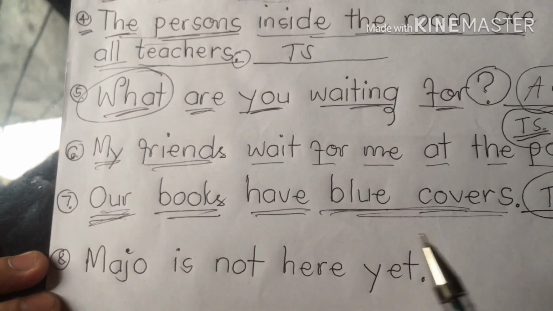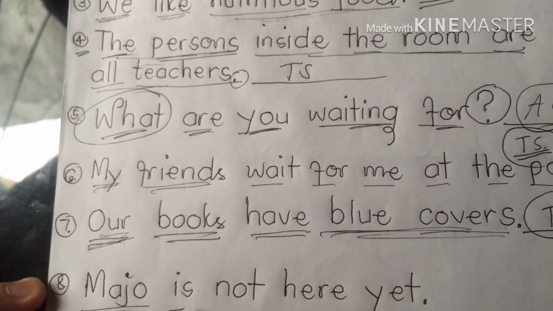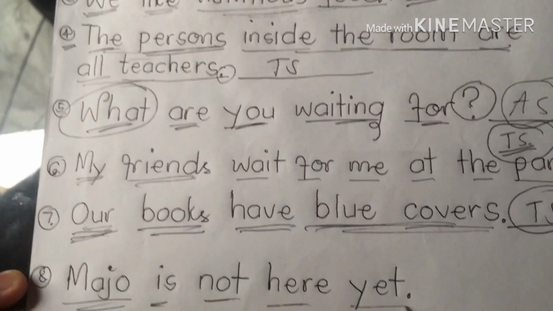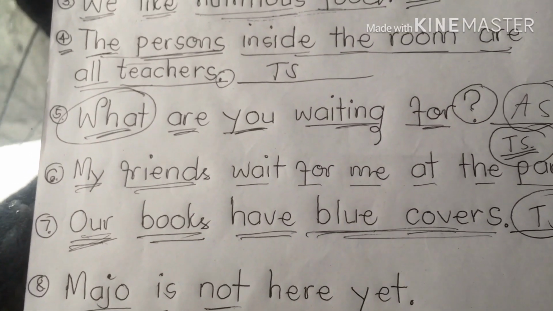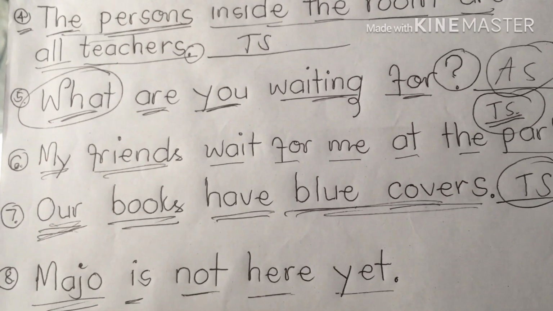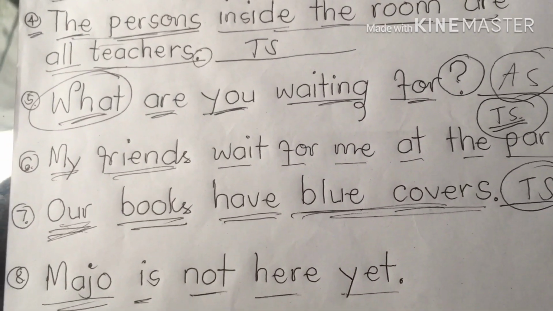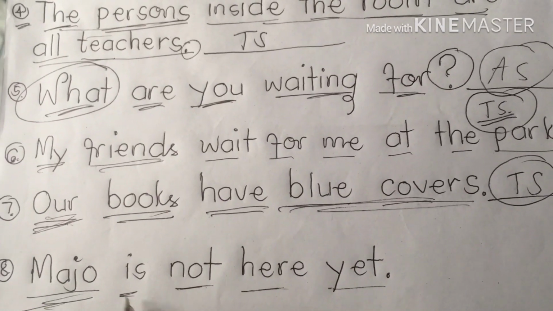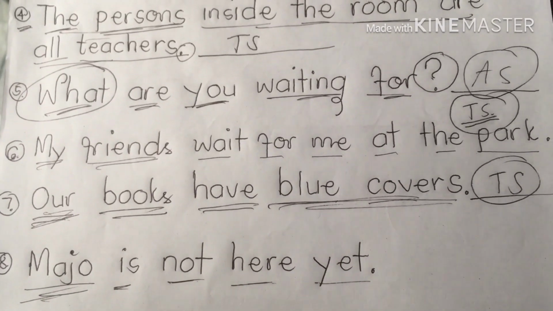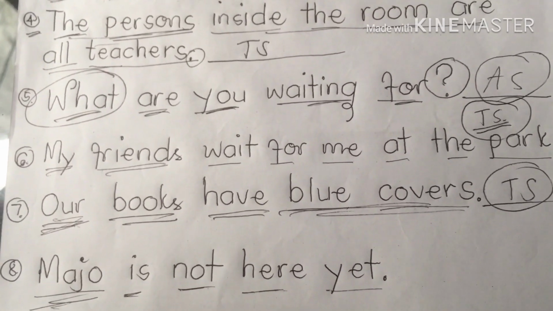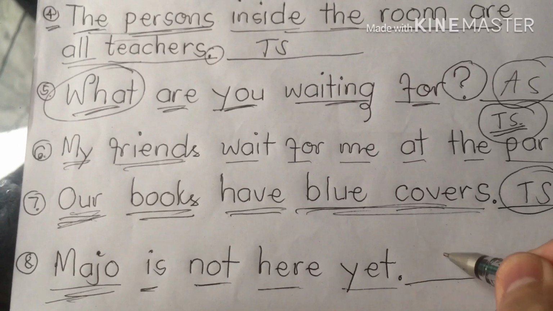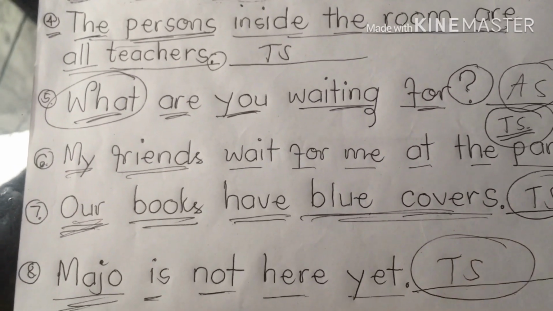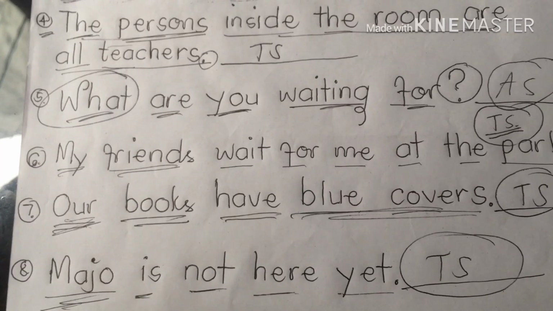Number 8: Maho is not here yet. That means to say, he gave us a sign that Maho was not yet here. So Maho is our subject. Is not here yet is our predicate. This is a complete sentence. It shows a TS, or telling sentence.